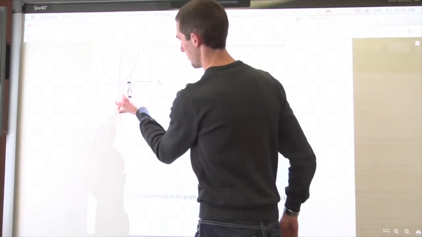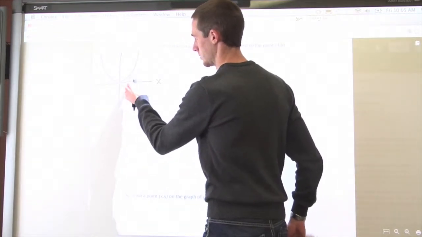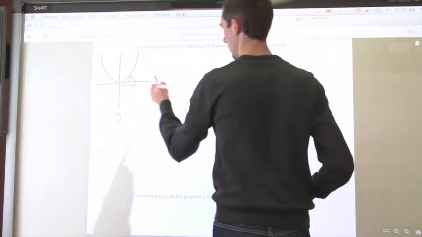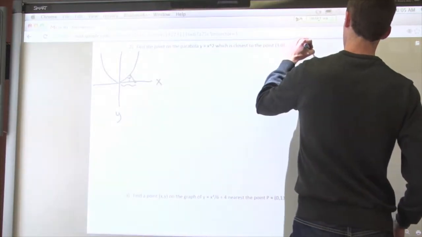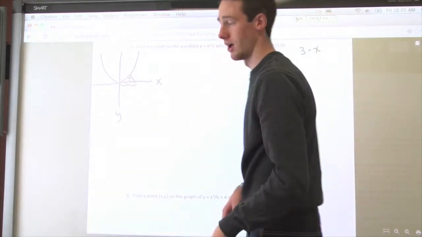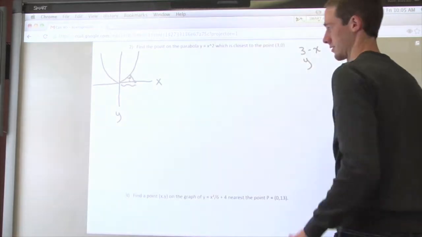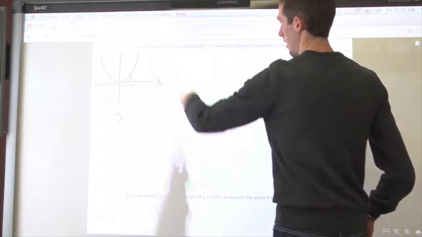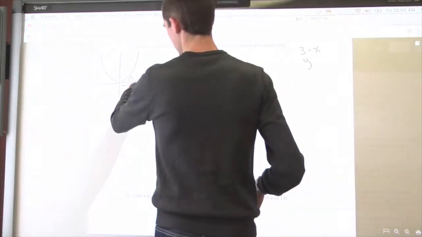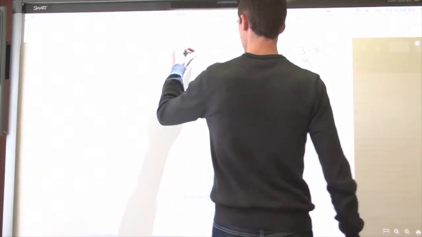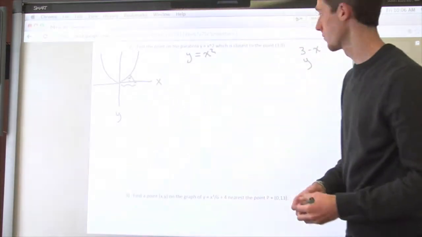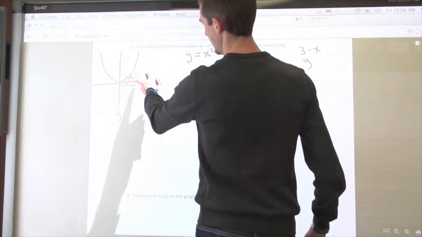So we've got 3 minus x, because this x is going to be the point that we want. So one of those sides is 3 minus x, and the other side is just going to be straight up y. And that's going to be the y coordinate for the actual parabola. So when we get to this point here, what we're going to want to do is say the constraint is y equals x squared, and then we want to minimize the distance here.